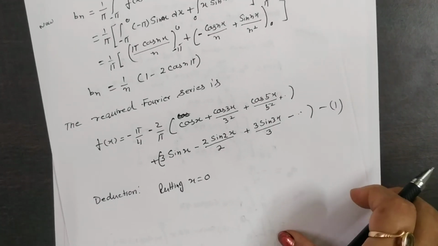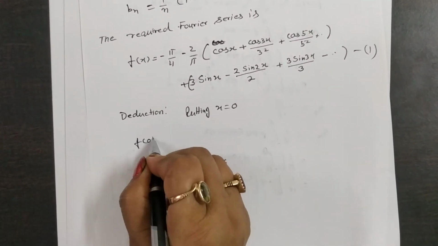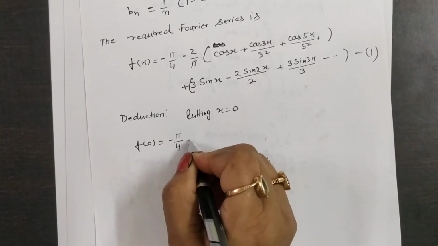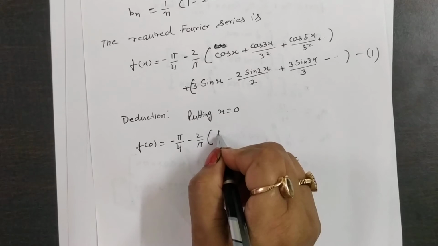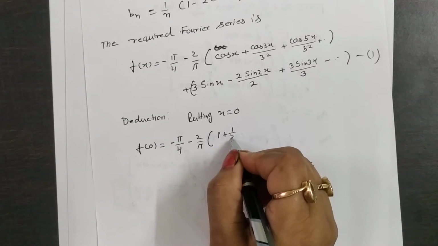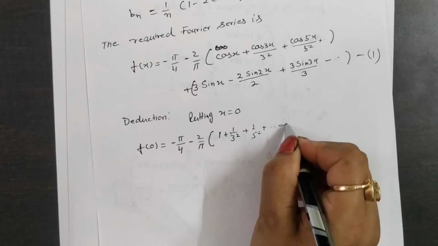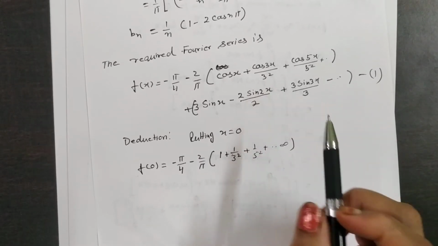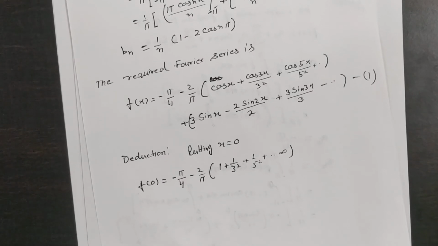If x is equal to 0, then you get f of 0 equal to minus pi by 4 minus 2 by pi times 1 plus 1 by 3 square plus 1 by 5 square plus up to infinity, because if you substitute 0, the other term is cancelled out, so only this one remains. Now you have to find the value of this series.